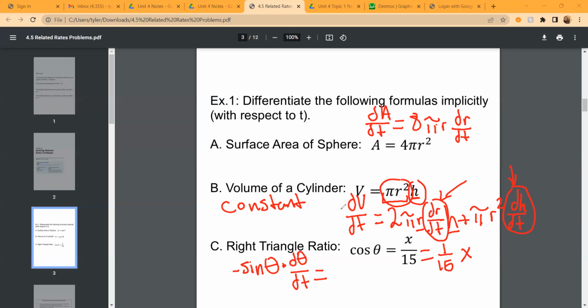So treating that 15 as a coefficient, this would just become 1 over 15 dx dt. Now think for a second that this may be a bit of a problem, in that not only do we need to know d theta dt, which sometimes we're trying to solve for, we also need to know dx dt, and we need to know sine of theta. So there's a lot of information we might need for a problem like that. We might not have all of that.